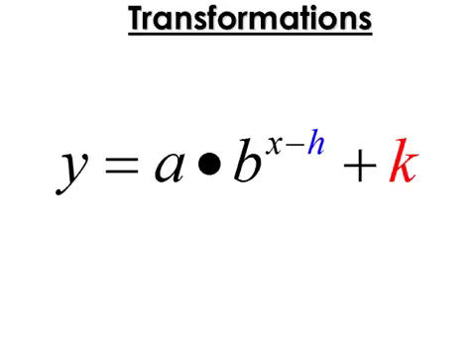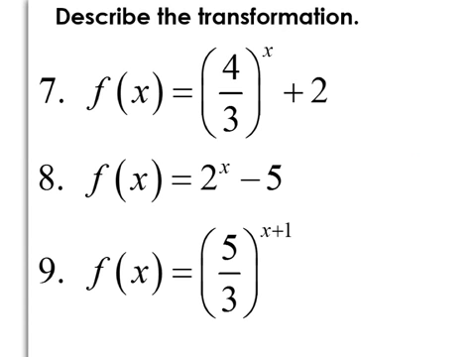Next, we will look at transformations. Please recall H and K from when we were doing transformations with quadratic functions and when we were doing transformations with radical functions. Recall that H gives us a horizontal shift and K gives us a vertical shift. Now let's look at 7, 8, and 9 and tell the transformations that are taking place.